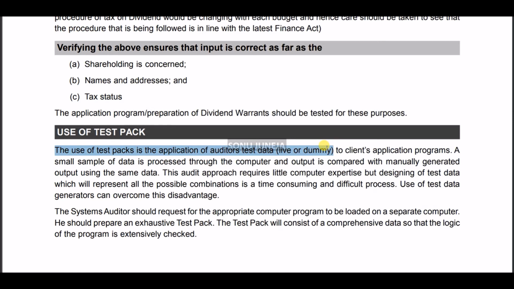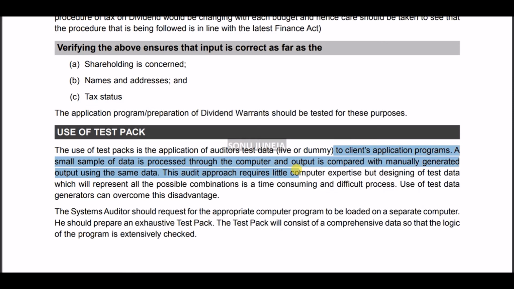So basically, before running a program, you run a test on it to see how efficient it is. It can be done live or it can be a dummy. Dummy means you create a very raw structure and run a test on the client application program. A small sample of data processed through the computer is output and compared with manually generated output using the same data. So you create sample data on the computer and generate the output, and you take the same data and process it manually at a small level, and you compare. You check whether the data processing is the same, or if there are any divergences, then the reason thereof.